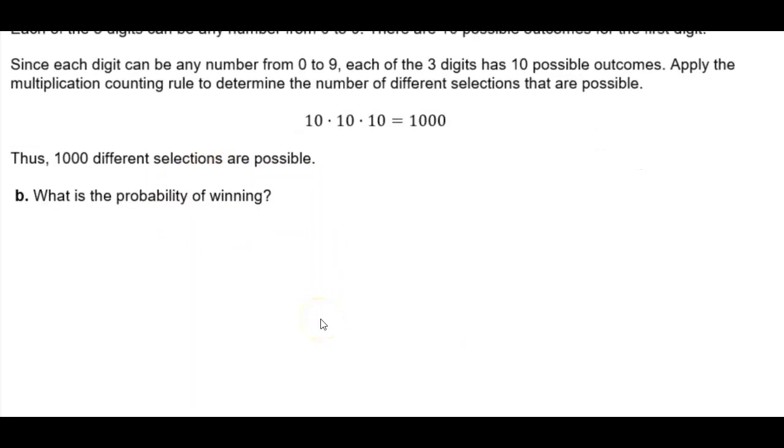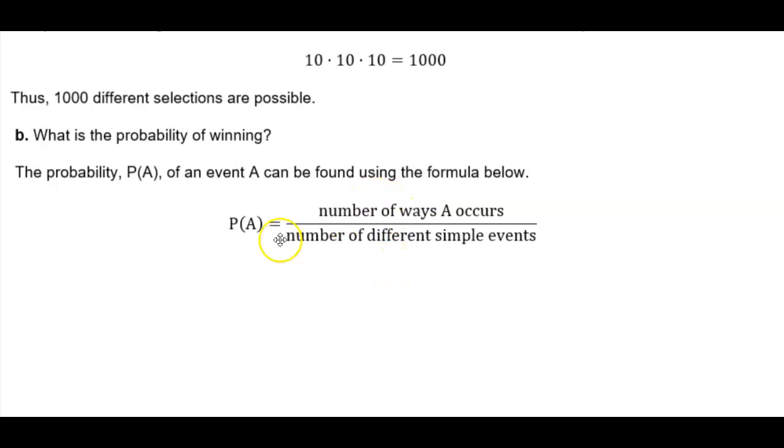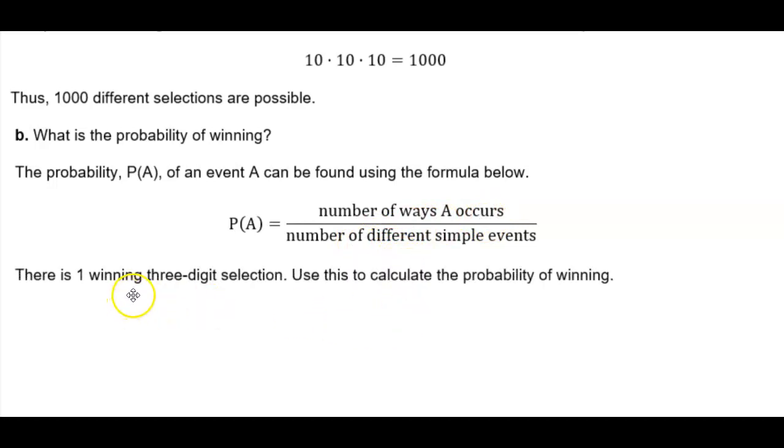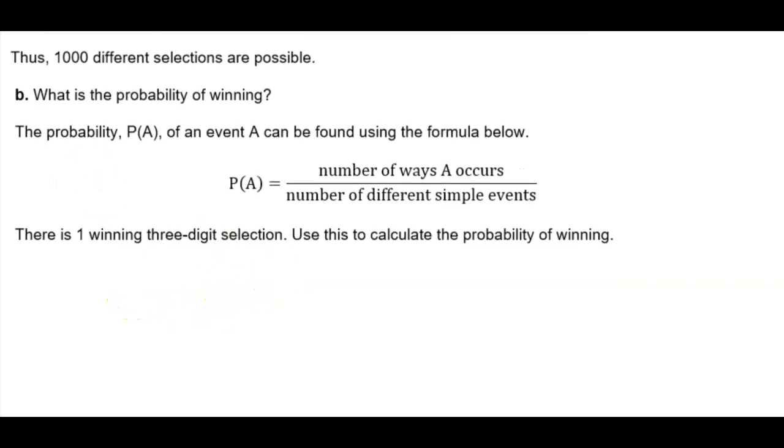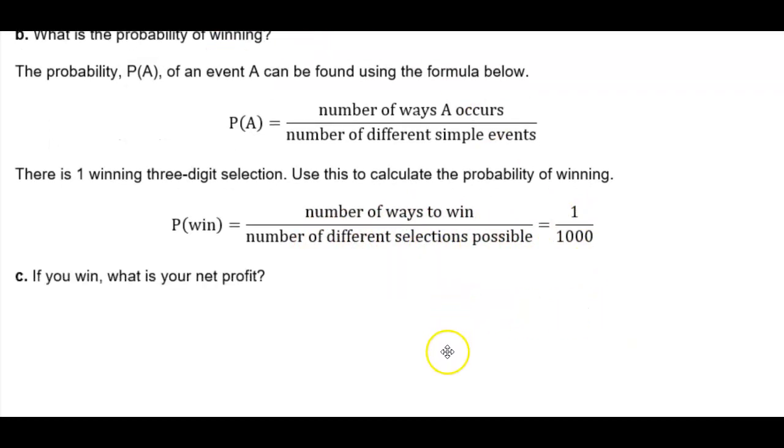Now the next question says, what is the probability of winning? Now the probability of an event A can be found using the formula below. The probability of event A is equal to the number of ways A occurs divided by the number of different simple events. Now there is 1 winning 3-digit selection, so we're going to use this to calculate the probability of winning. So the probability of winning is equal to the number of ways to win, which is 1, over the number of different selections possible, which we found in part A, which is 1,000. So therefore, the probability of winning is equal to 1 over 1,000.